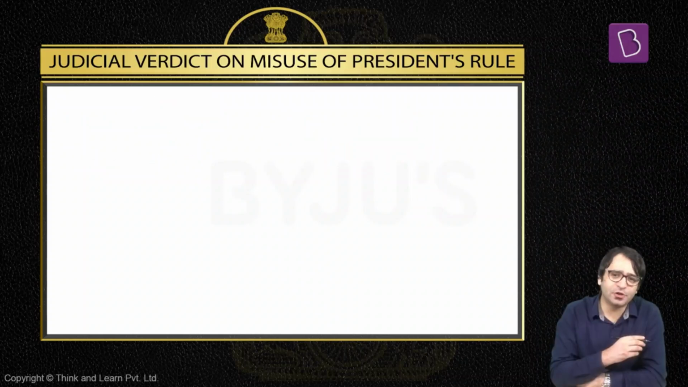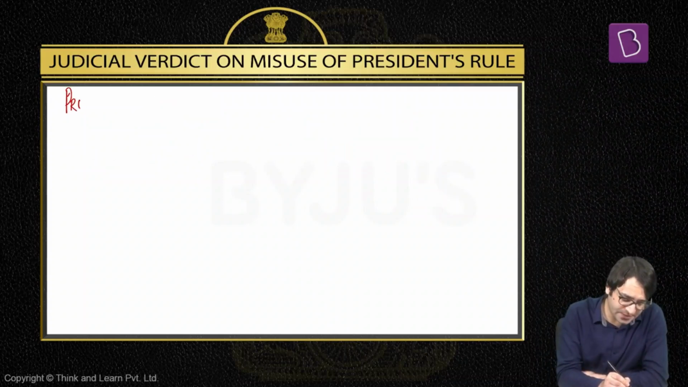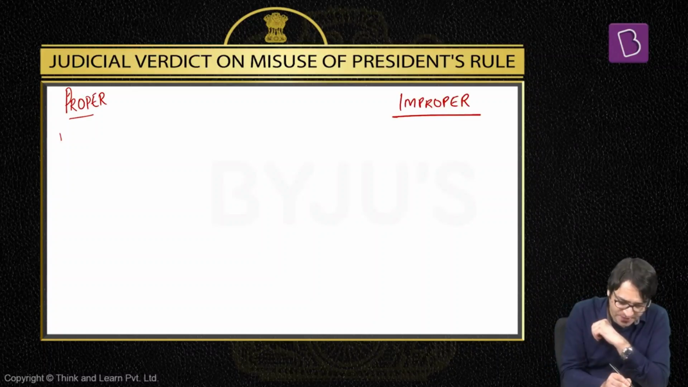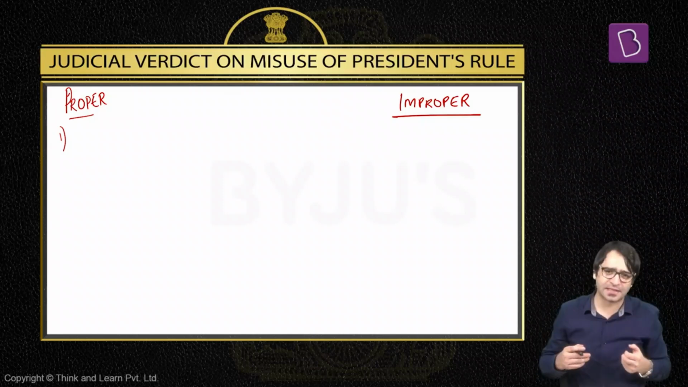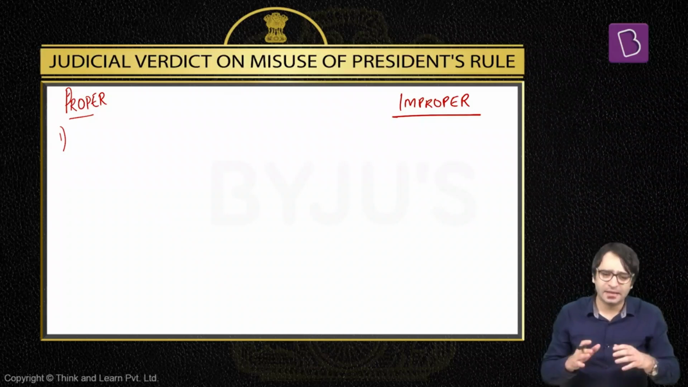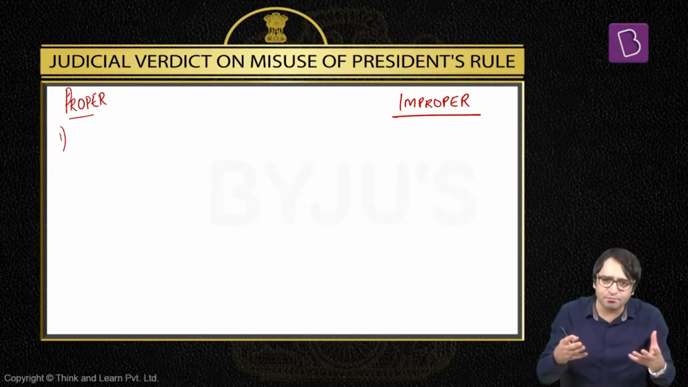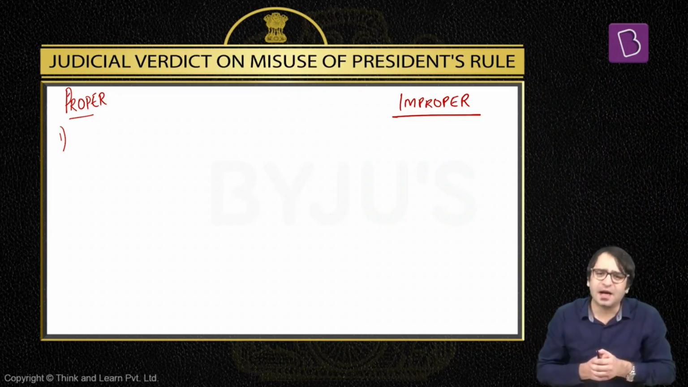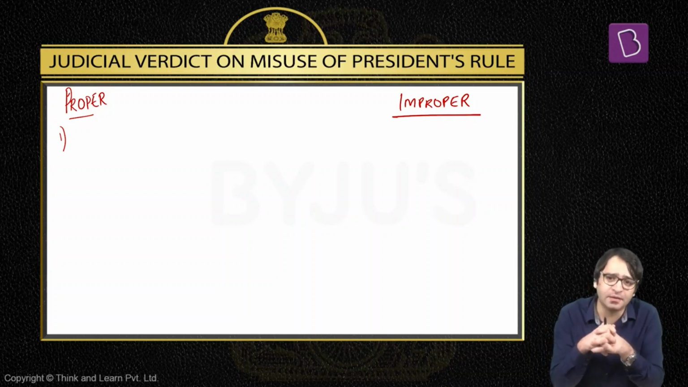In this SR Bommai judgment of 1994, the Supreme Court also listed some proper and improper situations where President's rule can be imposed. One proper situation, take the example of Maharashtra. In 2019, the election was conducted; the single largest party was BJP, then Shiv Sena, then NCP, then the Congress. Although BJP and the Shiv Sena were in a pre-poll alliance, Shiv Sena said, make us the chief minister, otherwise we will not join the government. Ultimately, the governor asked the head of the BJP in Maharashtra, Devendra Fadnavis, can you form the government? Mr. Fadnavis said, I don't have the numbers. The governor asked Uddhav Thackeray of the Shiv Sena, can you form the government? Uddhav Thackeray said, we don't have the numbers. The governor then asked Sharad Pawar, NCP, can you form the government?